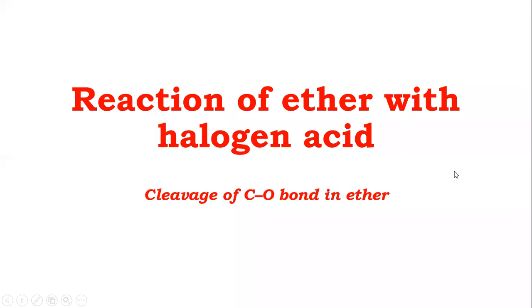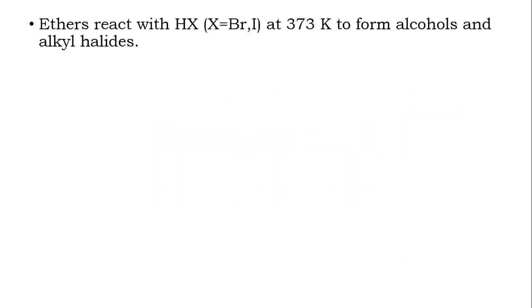We are studying the chemical reactions of ether, in which we will study the reaction of ether with halogen acid. In this topic, the cleavage of the carbon-oxygen bond takes place. Whenever ether reacts with halogen acid, they form alcohol and alkyl halide.